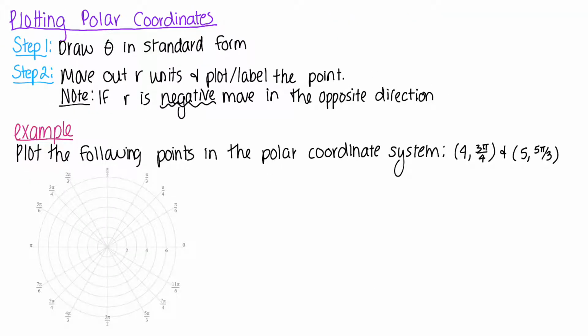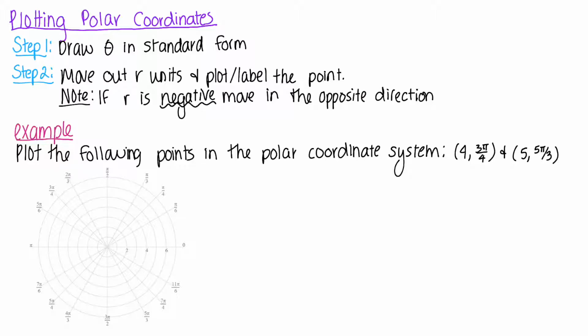When you're plotting polar coordinates, step 1 and step 2 can go in either order, depending on preference. One of the steps is drawing theta in standard form. The next step is moving out r units and plotting and labeling the point. If r is negative, you move in the opposite direction.